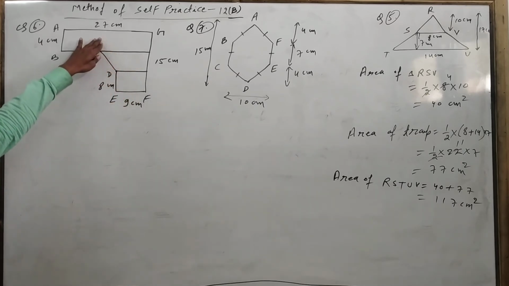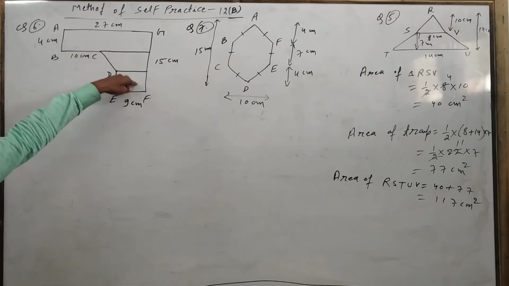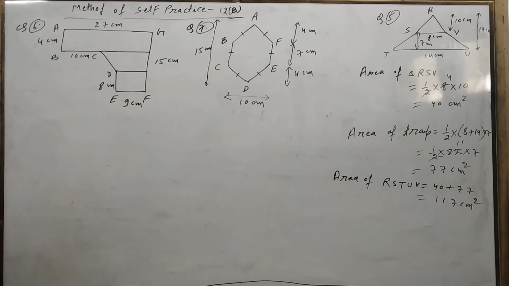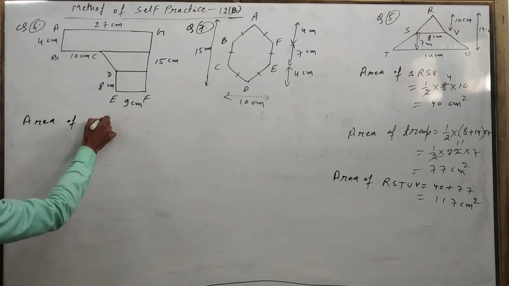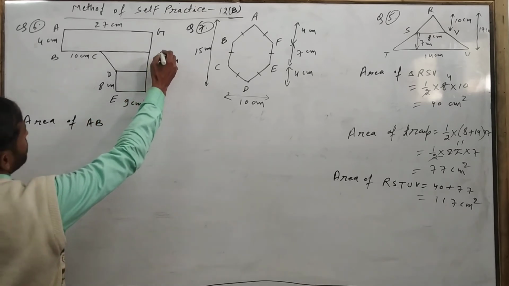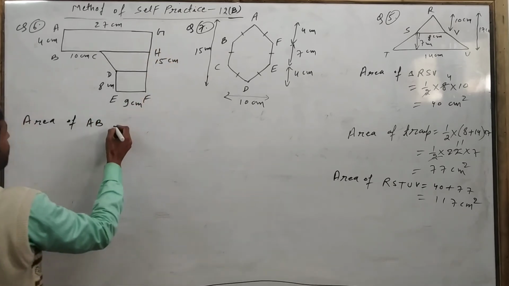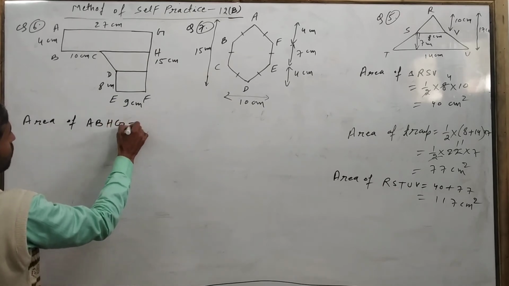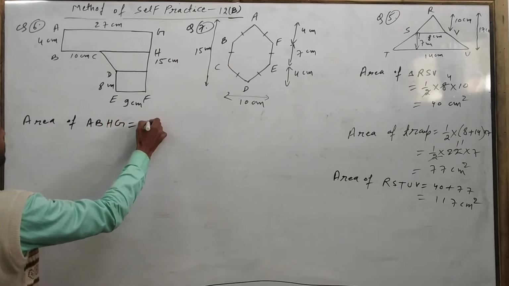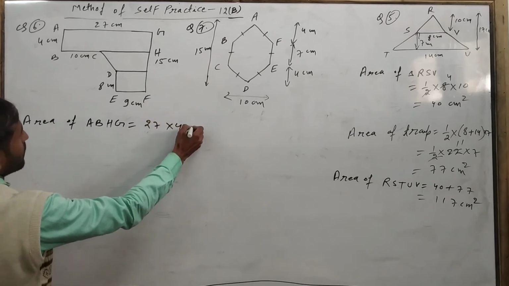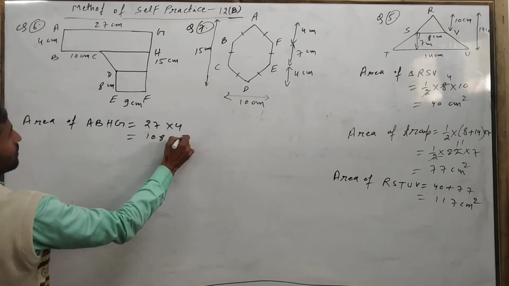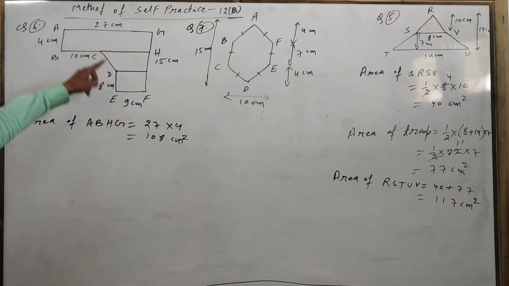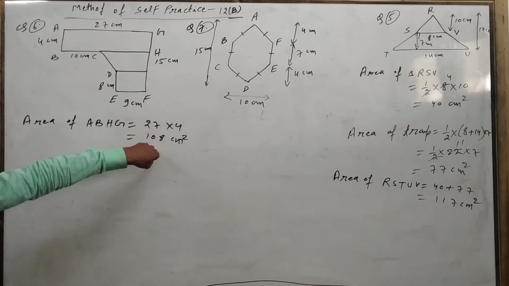Okay, now we have to find the areas of these three figures, then we will add them to get the total area. So the area of rectangle ABHG is equal to length into breadth. Length is 27, breadth is 4, so it will come 108 centimeter square. So the area of the upper, bigger rectangle is 108 centimeter square.